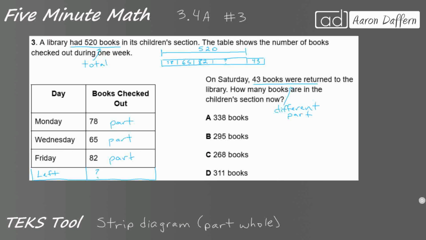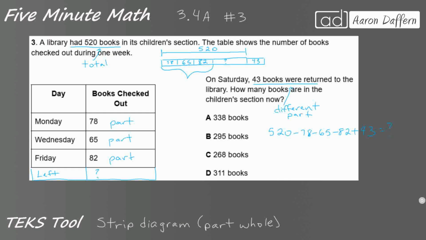So there's a few different ways we can do this. If we want to show this with an equation, we can say, well, I've got my 520. Then I'm going to subtract my 78. I'm going to subtract my 65. I'm going to subtract my 82. Then I need to add back in my 43. That would work. That would get you your unknown. Or if you want, we could add the 43 to the 520. We can make our total bigger up to 563 and then subtract the 3 smaller parts that we know. That works. Let's figure out this subtotal right here.